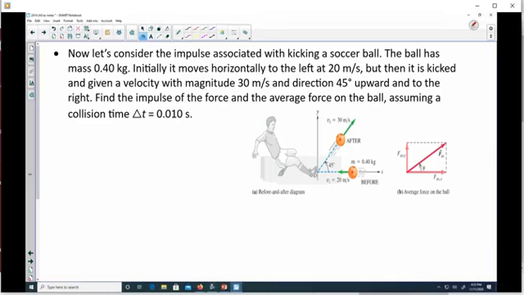Okay, guys, this is the last example from Chapter 8. Very similar to the one we just did. We want to find the impulse of the force and the average force on the ball, assuming we know the collision time, except now we're just dealing with this in 2 dimensions.